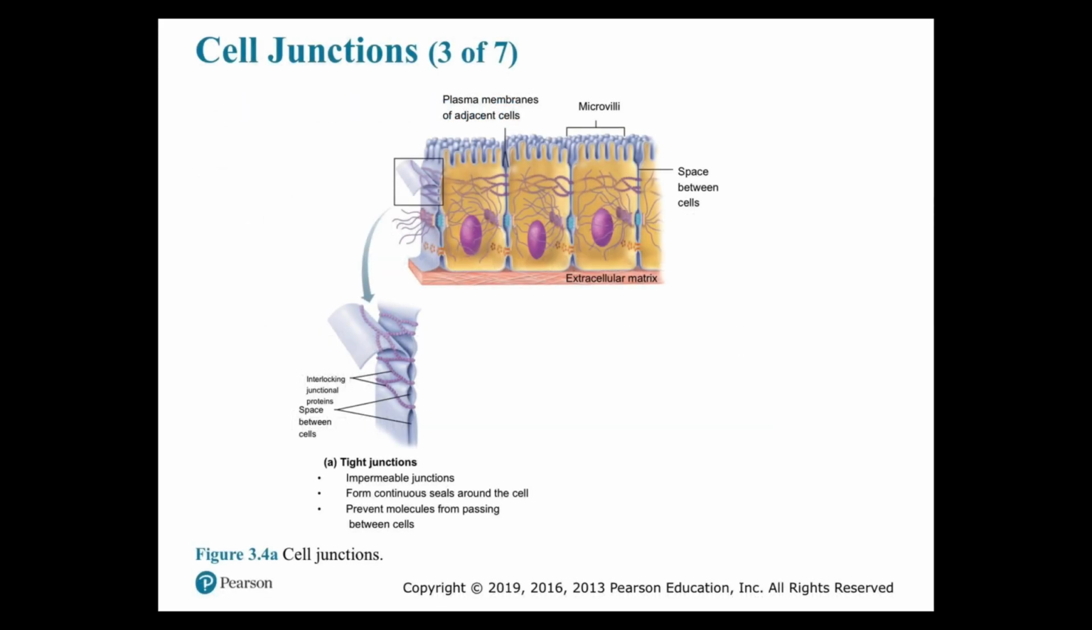Figure 3.4a, cell junctions. The first type is the tight junction. So these are impermeable junctions. They form continuous seals around the cell and prevent molecules from passing between cells. So a location for this in the body would be the intestines to prevent leakage into the extracellular matrix.